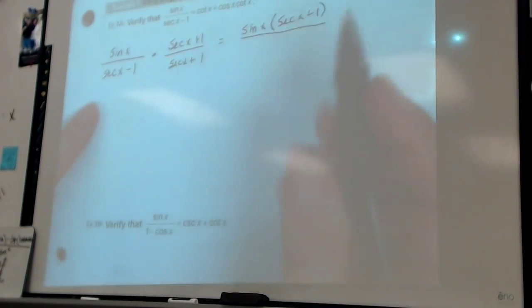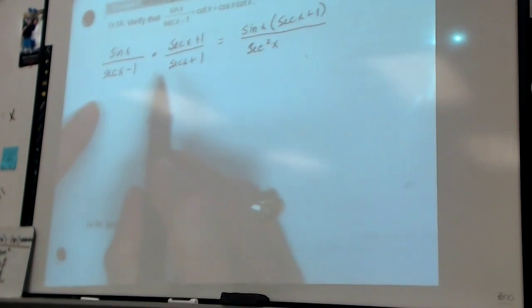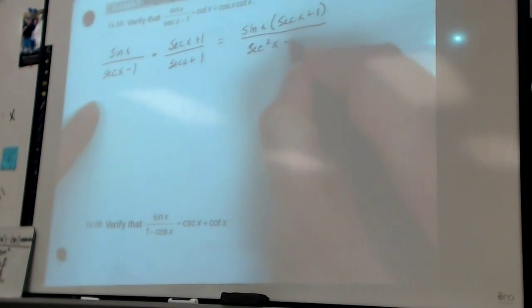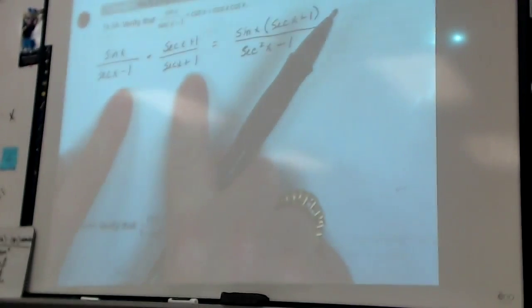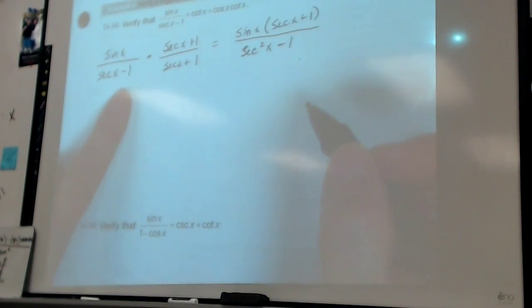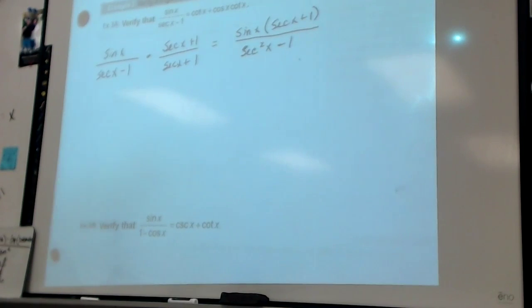So secant x times secant x is secant squared x. Negative 1 times positive 1 is negative 1. Square. Negative 1, you multiply your last. Negative 1 times positive 1 is negative 1. Okay. So, hold on a second. Let me look at something here. All right, secant squared x minus 1.